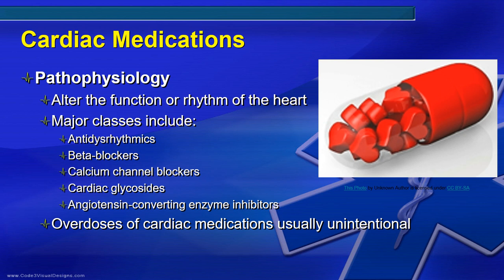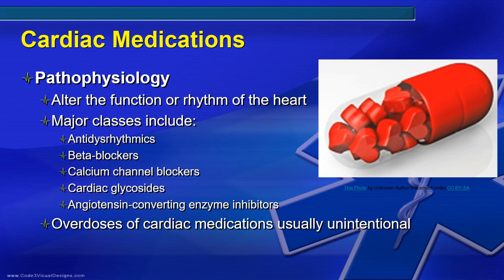These medications are classified using the Vaughan Williams system. Medications that have similar mechanisms of action are grouped as Class 1, Class 2, Class 3, or Class 4. This was also previously discussed in Chapter 13, Principles of Pharmacology.